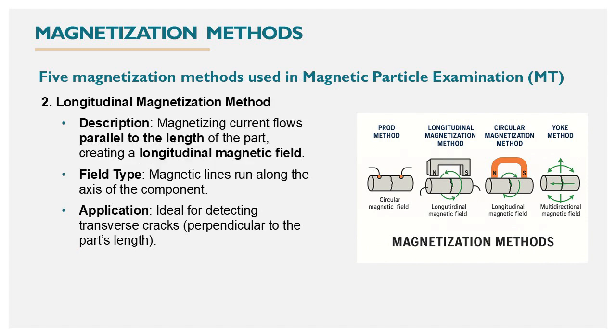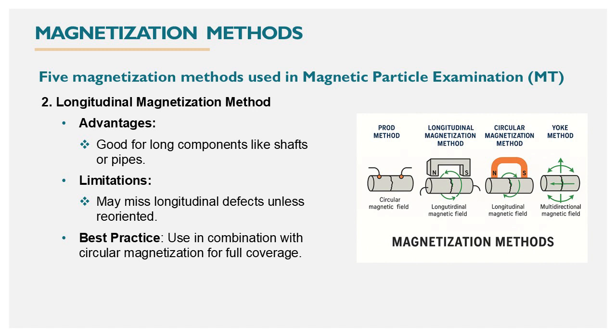Magnetization method number 2 is the longitudinal magnetization method. In this method, the magnetizing current flows parallel to the length of the part, creating a longitudinal magnetic field. The field type is magnetic lines running along the axis of the component. The application of this method is ideal for detecting transverse cracks, perpendicular to the part's length. The advantage of the longitudinal magnetization method is that it is good for long components like shafts or pipes. The limitation is that this method may miss longitudinal defects unless reoriented. The best practice of this method is to use it in combination with circular magnetization for full coverage.